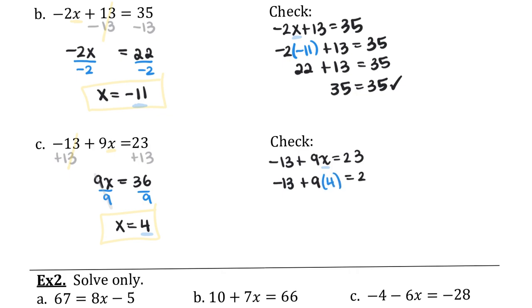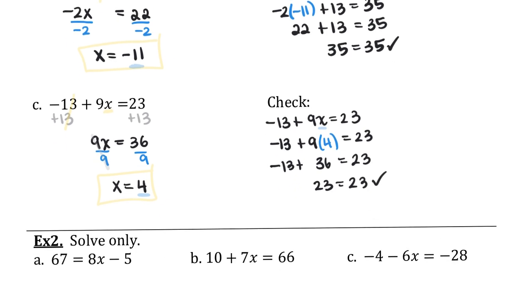So I need to do negative 13 plus 9 times 4. Order of operations, I need to times first. 9 times 4 is 36. So negative 13 plus 36 is hopefully 23. Is it? Yeah, it is. Okay, since the left side equals the right side, then that's a valid answer.